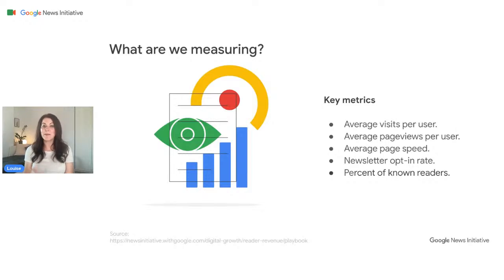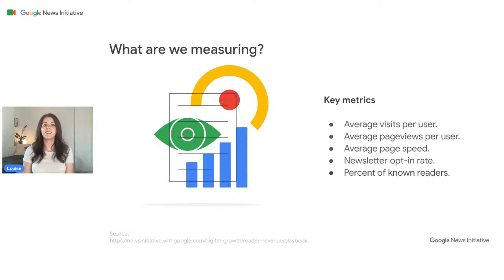Average page speed as well, so that's how quickly your website loads, and that is critical. It's a critical metric for news organizations with advanced reader revenue models, and it has a really strong correlation with engagement and subscriptions. We like things fast. We've got newsletter opt-in rates, so your newsletter subscription rate. In the GNI US and Canada subscription labs, newsletter subscribers were 10 times more likely to convert to digital subscriptions than anonymous visitors. So that says a lot.